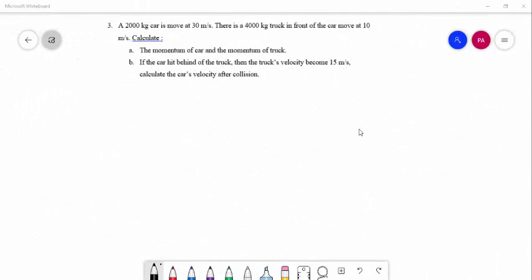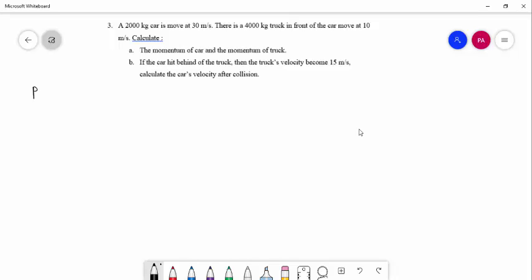Next is number 3. It's about the momentum of an object. There is a 2000 kilogram car with a velocity of 30 meter per second, and there is a 4000 kilogram truck in front of the car that moves at 10 meter per second. So the first one is to calculate the momentum of the car and the momentum of the truck. So we know the formula.